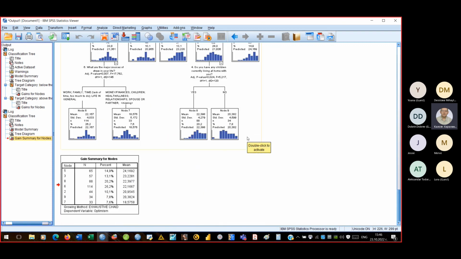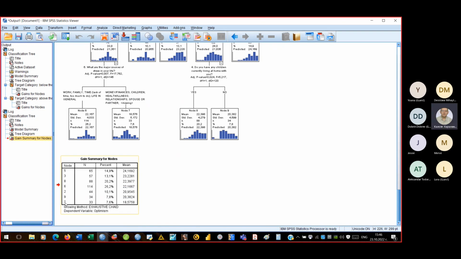Since age is the first most important independent variable, that means that in node number 5 are persons who are older than 50 years of age. Their age is larger than 50 years. And these persons are most optimistic.